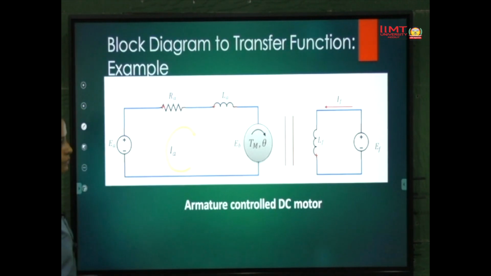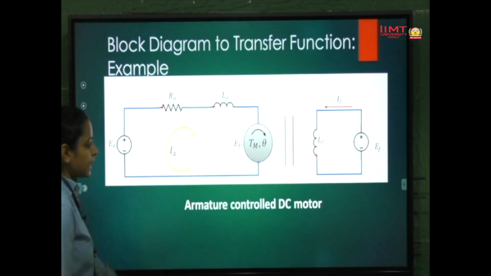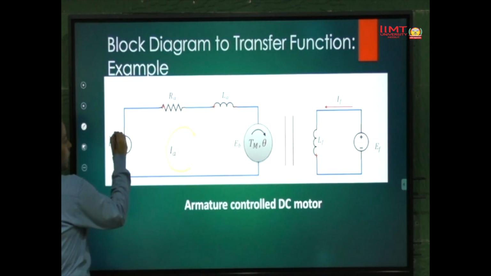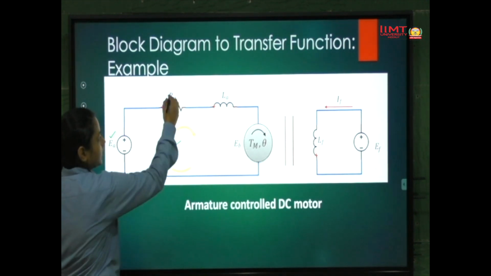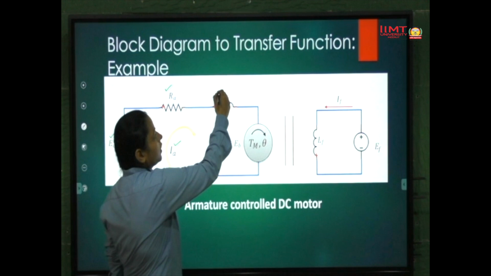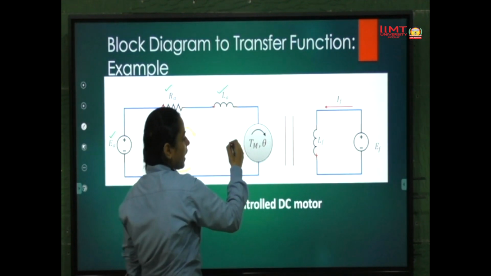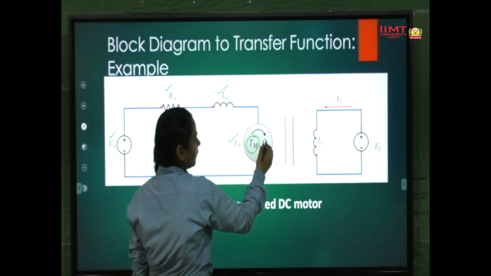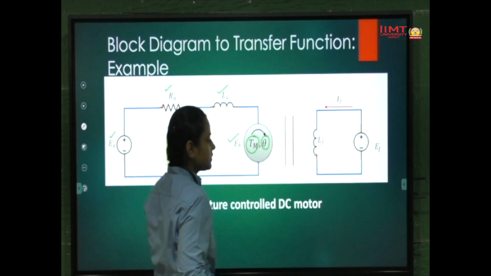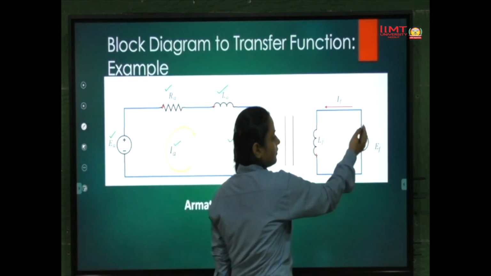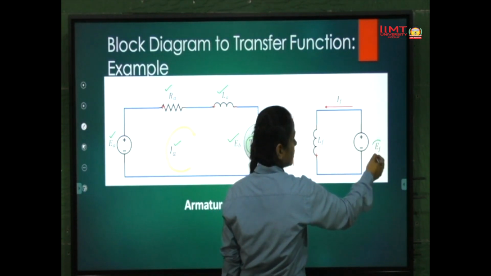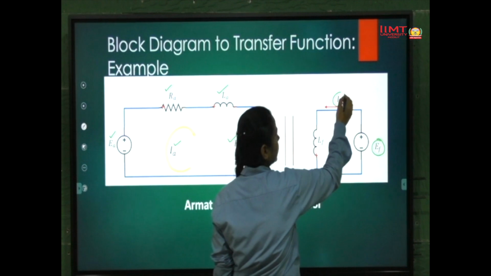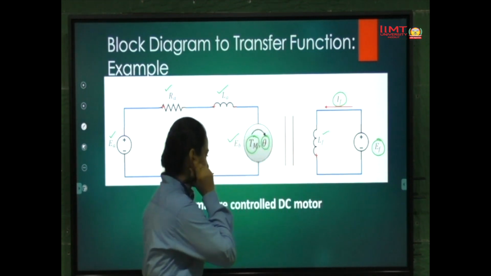So let's see one example. This is a separately excited DC motor. In this we have an applied armature voltage EA, armature current IA, armature resistance RA, armature inductance LA, back EMF EB, motor torque TM, and shaft displacement theta. This is the field circuit, as this is a separately excited DC motor, with field voltage EF, field current IF, and field inductance.